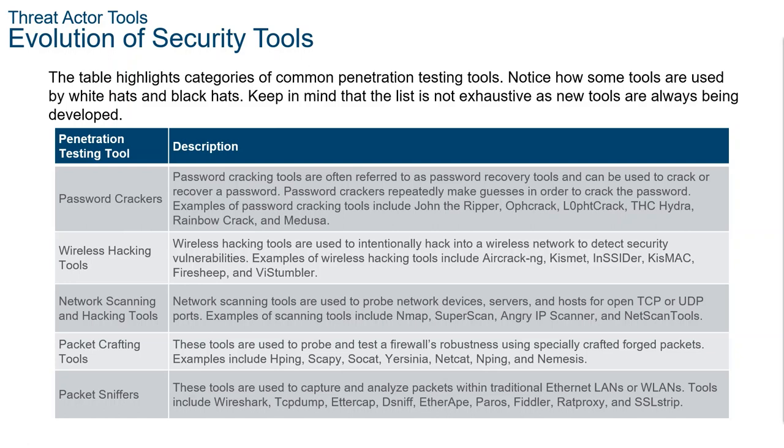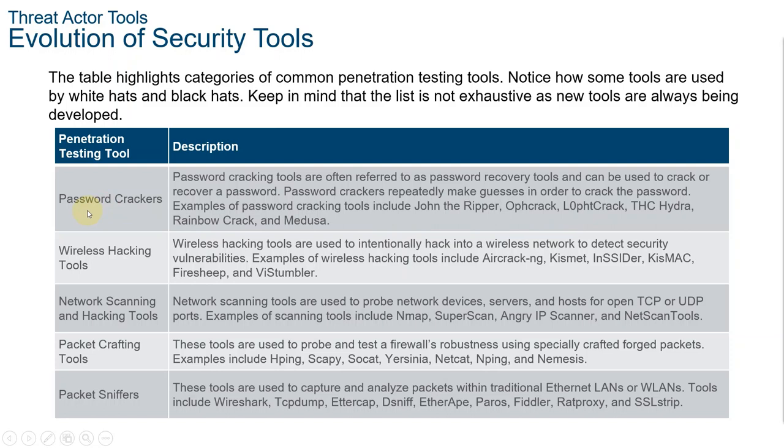Now this includes password crackers, wireless hacking tools, network scanning and hacking tools, packet crafting tools, and packet sniffers. This table highlights the categories of common penetration testing tools. Notice how some tools are used by both white hats and black hats. Keep in mind that the list is not exhaustive, as new tools are always being developed. Password cracker examples include Ophcrack, Hydra, RainbowCrack, Medusa, and John the Ripper. Those are all password crackers.